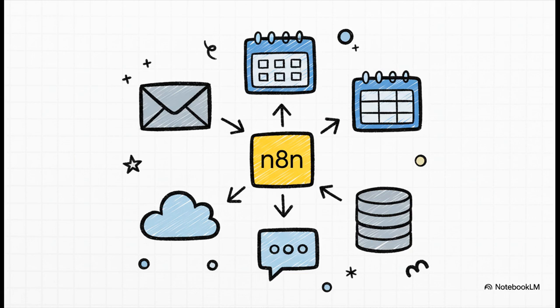Now, to do all this cool stuff, we need a tool. And our tool for this journey is n8n. Think of it like a set of digital Legos. It's this really powerful, super flexible, no-code platform that lets us connect all our different apps and services together to create these incredible automated workflows.